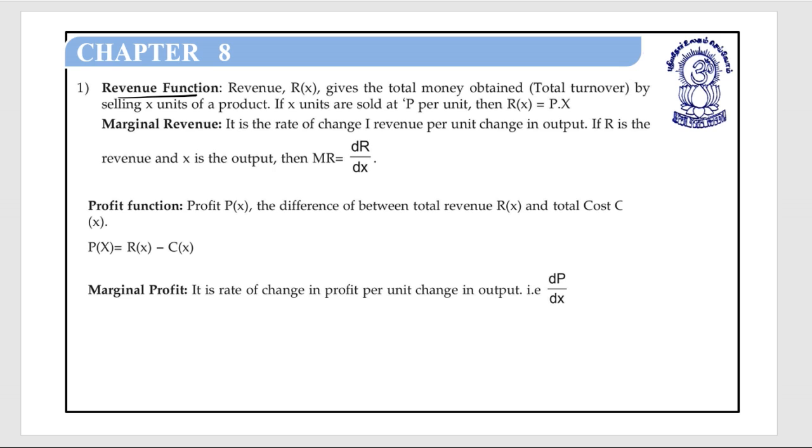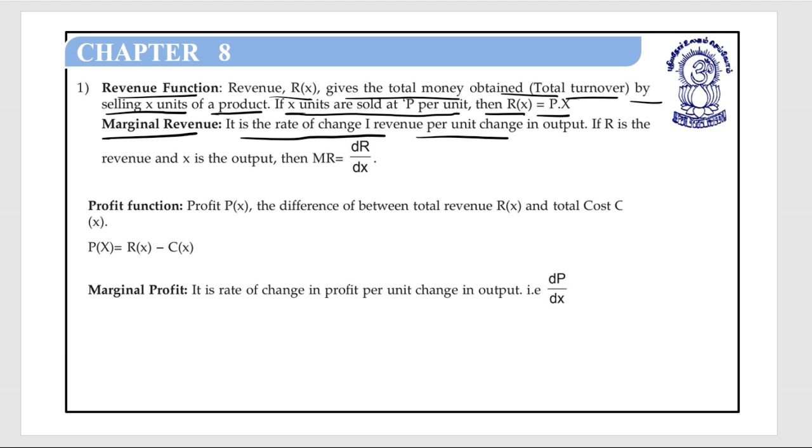Next, revenue function. Revenue R of x gives the total money obtained, total turnover, by selling x units of a product. If x units are sold at P per unit, then R of x is equal to P into x. Marginal revenue. It is the rate of change in revenue per unit change in output. If R is the revenue and x is the output, then MR is equal to dR by dx.